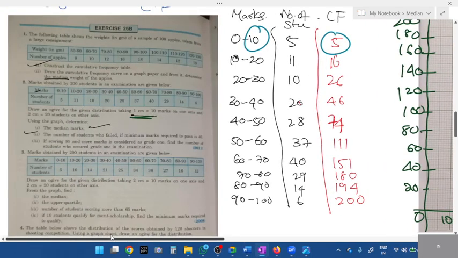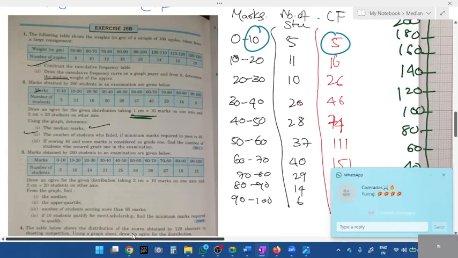No, you can take 1 centimeter. There they have told 2 centimeters is equals to 20. That they have referred to that 1 centimeter graph.